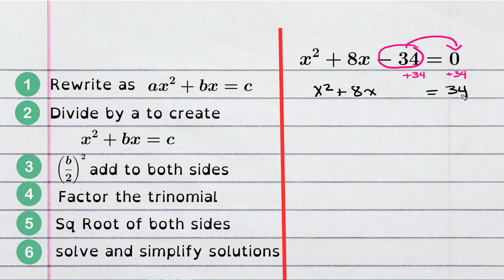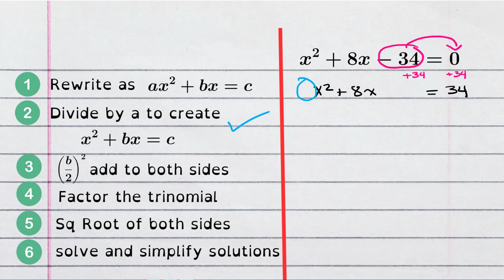Now, you look in front of your x squared. Is there a number more than 1? If so, you would divide. And so we don't have it, so we're done with this step. We've completed that step because there's nothing there to divide.